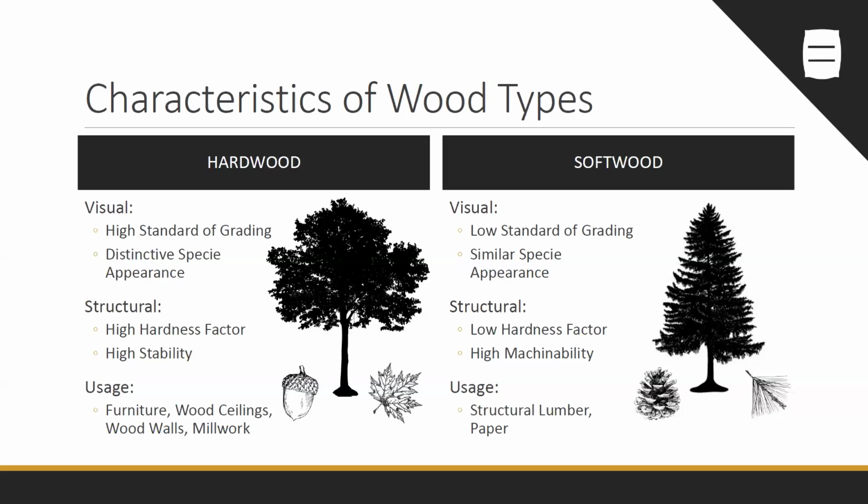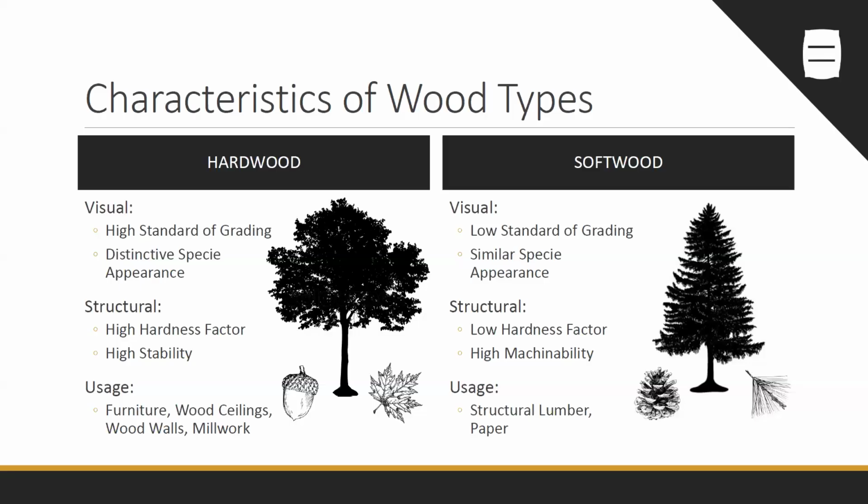When we talk about the appearance of hardwood, all of the species looks very different from the other. So if we look at a white oak to an ash to a maple, they're all going to appear very different with their graining. Softwoods, however, are going to be fairly similar even across species.